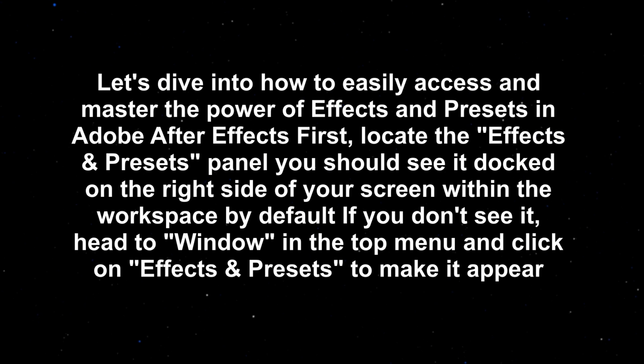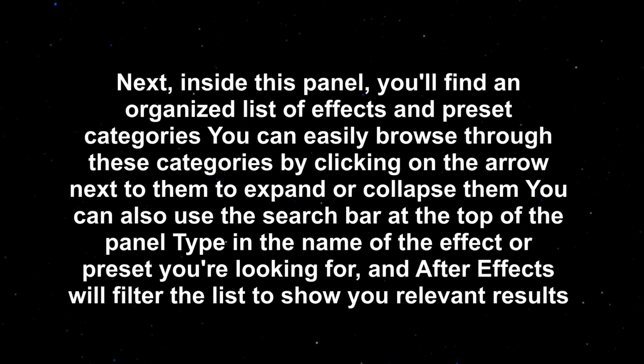If you don't see it, head to Window in the top menu and click on Effects and Presets to make it appear. Next, inside this panel, you'll find an organized list of effects and preset categories. You can easily browse through these categories by clicking on the arrow next to them to expand or collapse them. You can also use the search bar at the top of the panel, type in the name of the effect or preset you're looking for, and After Effects will filter the list to show you relevant results.